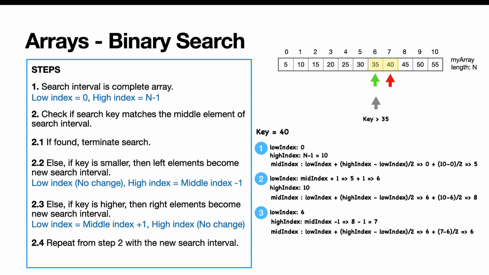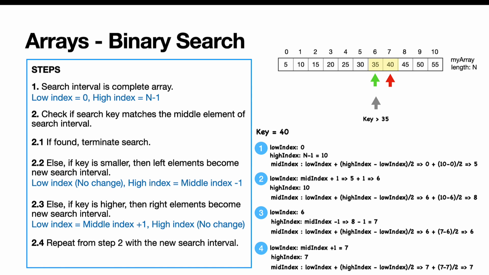So we will ignore the left side and continue our search on the right side of the middle index. Let's determine the new indices for the next search. So for the fourth step, low index will now be middle index plus 1. That is index 7. High index remains the same, that is index 7.